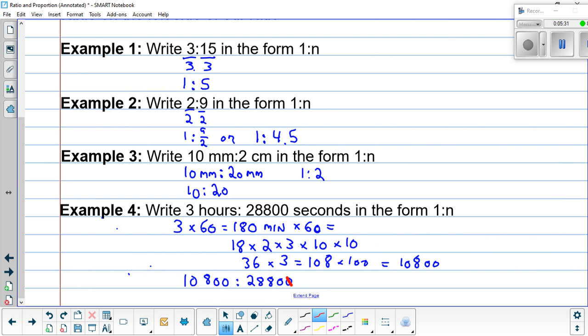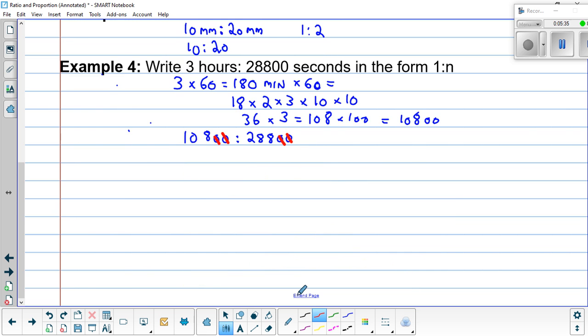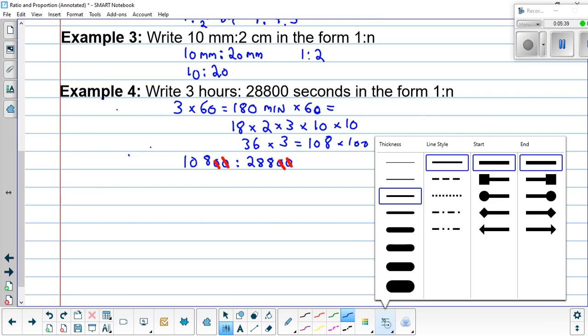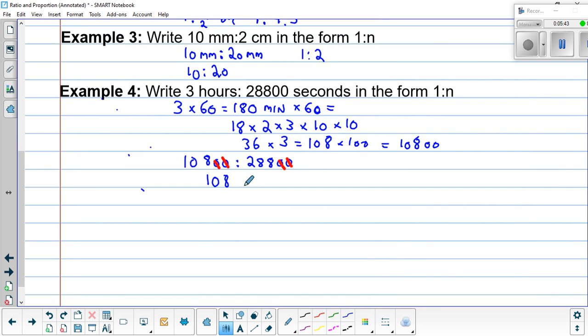We can cross out a 0 and a 0. 2 zeros on each side, sorry. 0 and a 0 and a 0 and a 0. Now, what are we left with? Something a lot easier. So 108 to 288.